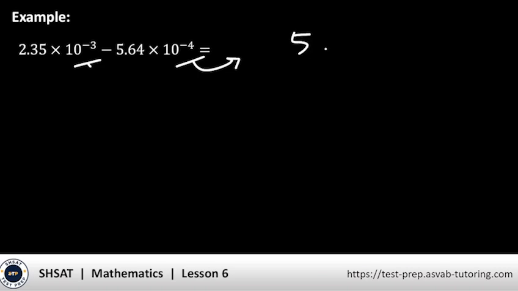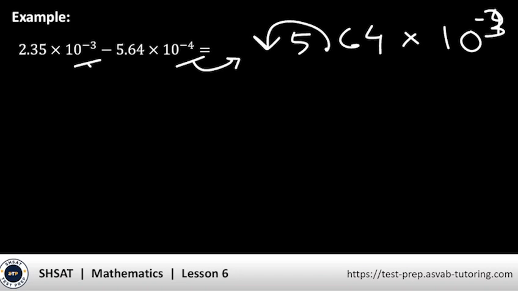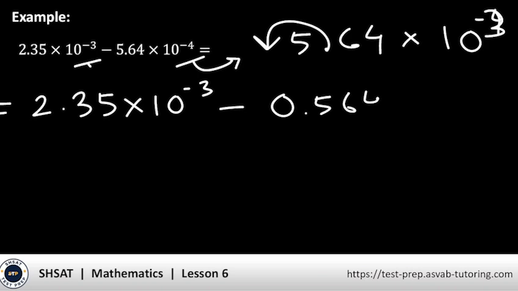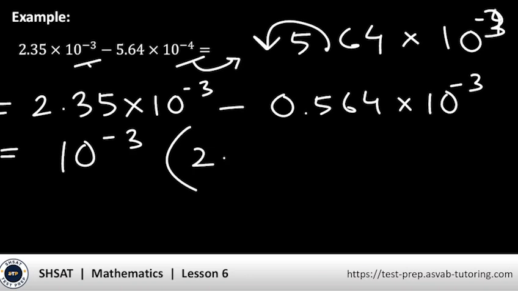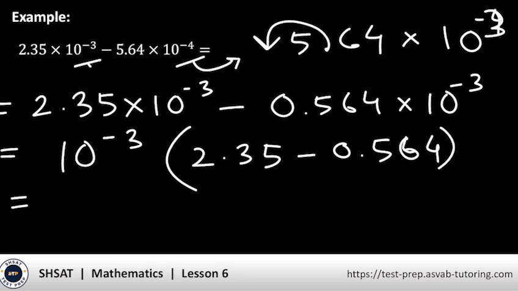So because it's 5.64, if you want to convert that from a 10 to the power negative 4 to a 10 to the power negative 3, what you do here is, once again, move that 1 unit to the left. So that gives me 0.564, right? So let's now write the entire thing down. 2.35 times 10 to the power negative 3 minus 0.564 times 10 to the power negative 3. Okay. You can now take 10 to the power negative 3 as common. And in parentheses, you can write 2.35 minus 0.564. Okay. Now you just do this in our basic format.